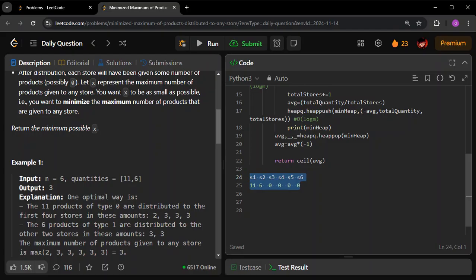What is 11 here? Among all the stores, you have to tell me which store has the highest number of products. You can distribute it. For example, this 11, you can maybe distribute something to here also, something to here, something to here. You can do that. After that, you have to return the maximum number of products present in any one of the stores.